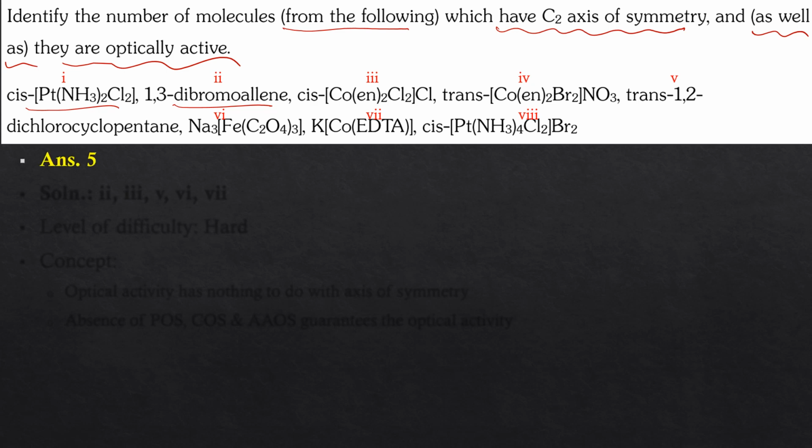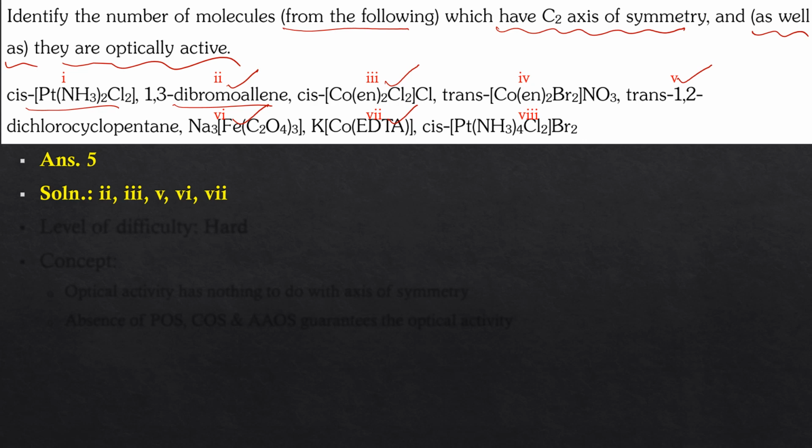Out of these 8 different compounds, we have seen the answer was 5. Which 5, we are going to see now. Compound number 2 is going to be optically active and have a C2 axis of symmetry. This compound is also optically active. Compound number 5 is also optically active and has a C2 axis of symmetry. Compound number 6 and compound number 7. These are the compounds which satisfy the condition. So this was the answer.